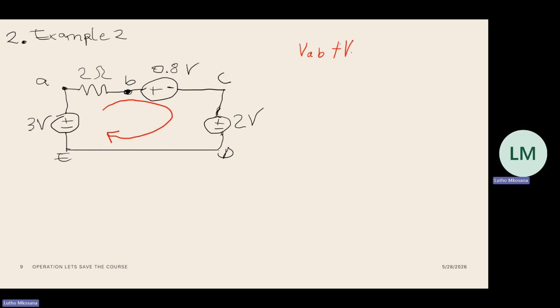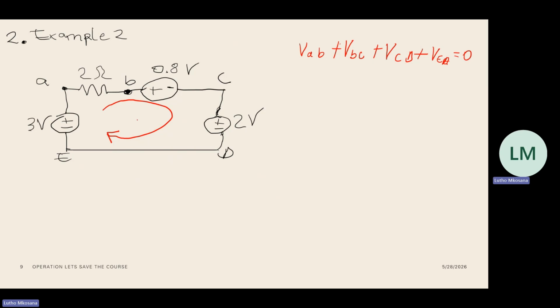VBC plus VCD, VCD plus, well, there's nothing there, it's already 0. And then we have VEA, which is equal to 0.